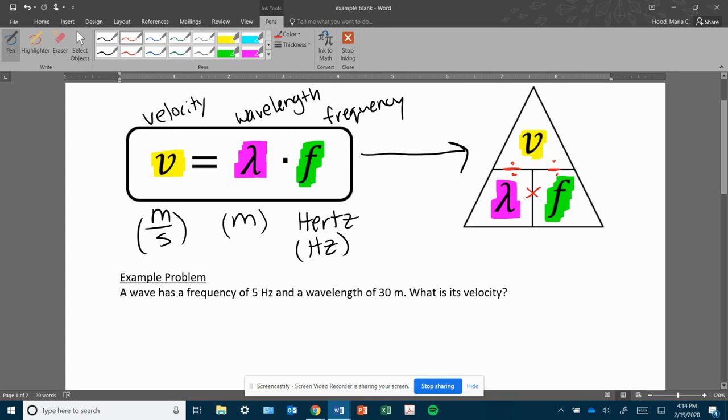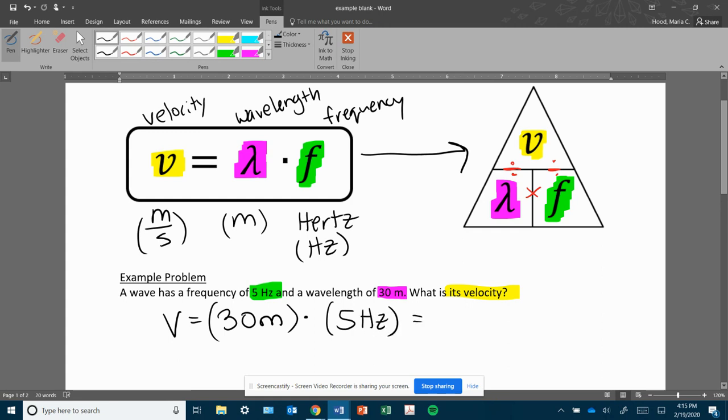So down below, I have an example problem I'm going to go through with you to show you how we plug our numbers into our equation. It says a wave has a frequency of 5 hertz and a wavelength of 30 meters, and it's asking for its velocity. So when we go through to plug in our equation, we have velocity is equal to wavelength times the frequency.